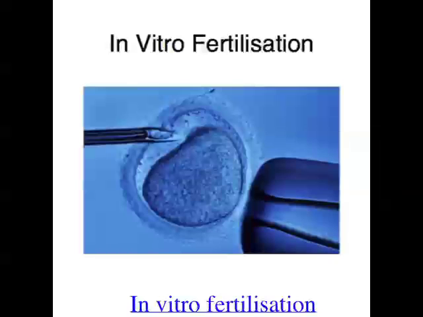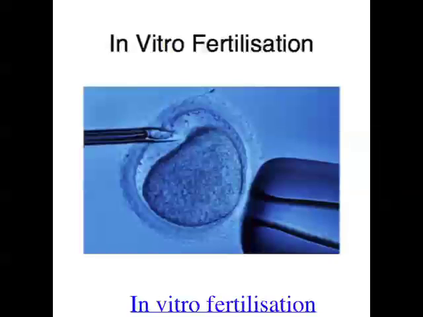So only one of those cells ends up being an egg cell. The other 3 are called polar bodies. So what you can do is you can remove one of those polar bodies, and then you can test that polar body, and that'll basically give you an indication of any genetic defects that are present in the DNA of the egg cell.